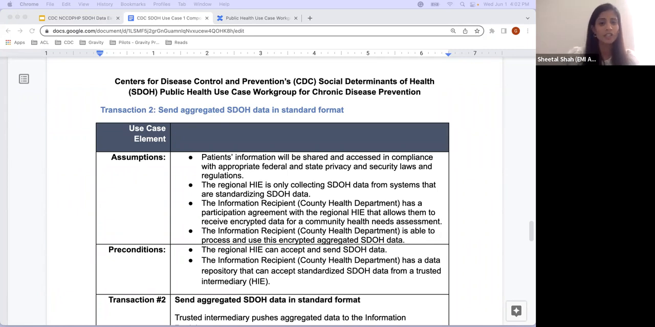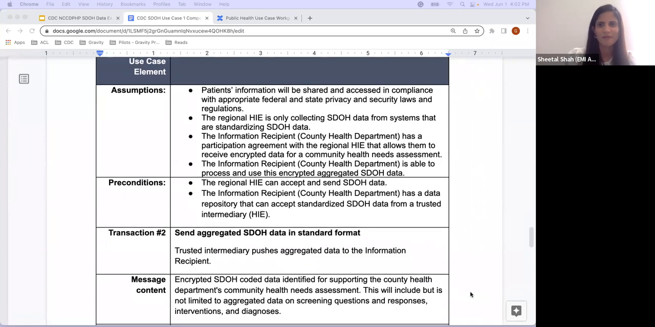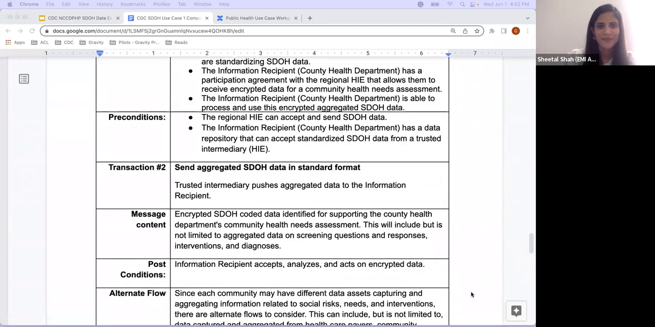And then with the preconditions, similarly building off of these assumptions, the regional HIE can accept and send the data it receives from the FQHCs and CBOs, and the information recipient has a data repository that is able to accept that standardized data. If we just scroll down a bit further, I'll pause there first and see if there's anything else that we missed or should include.